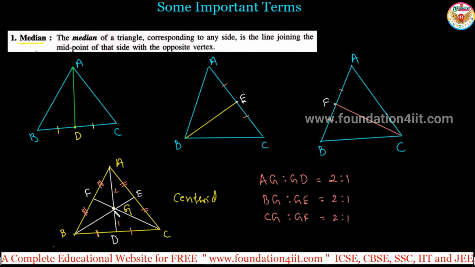So from the vertex to the centroid, and centroid to the midpoint of the opposite side, this ratio is 2:1. Right? This is about the median, joining the vertex to the midpoint of the opposite side.